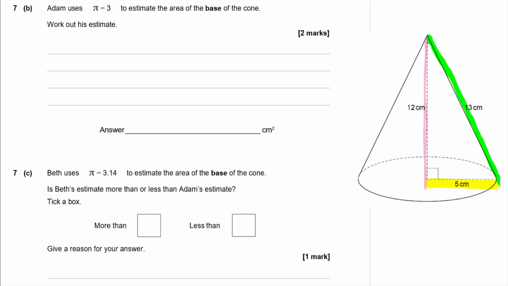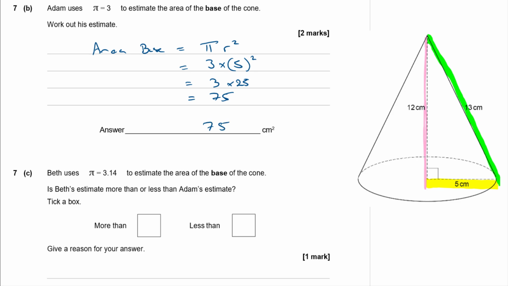Part B says Adam uses pi equals 3 to estimate the area of the base of the cone. Work out his estimate. Okay, so the base of the cone is just a circle. So area of the base is going to be pi r squared. Now we know that the radius is 5, so that's going to be 5 squared. And we're estimating pi to be 3. Now that's not a great estimate of pi, but that's what he's gone for. So that is 25 times 3, or 75, then, is the answer, isn't it?